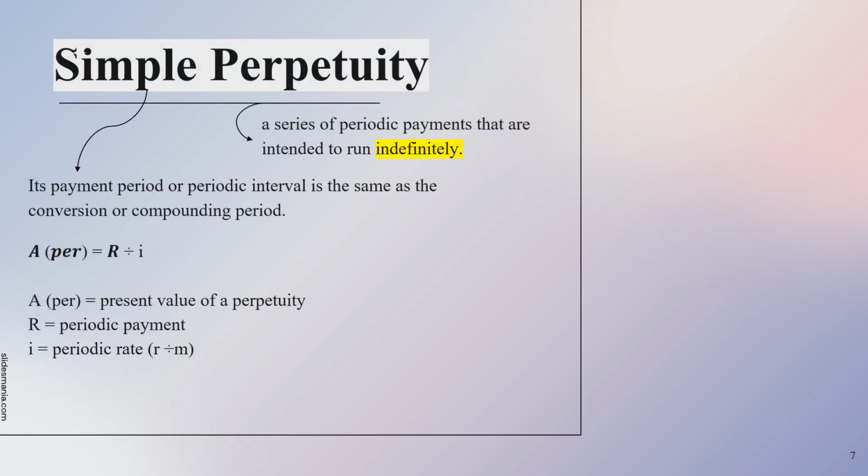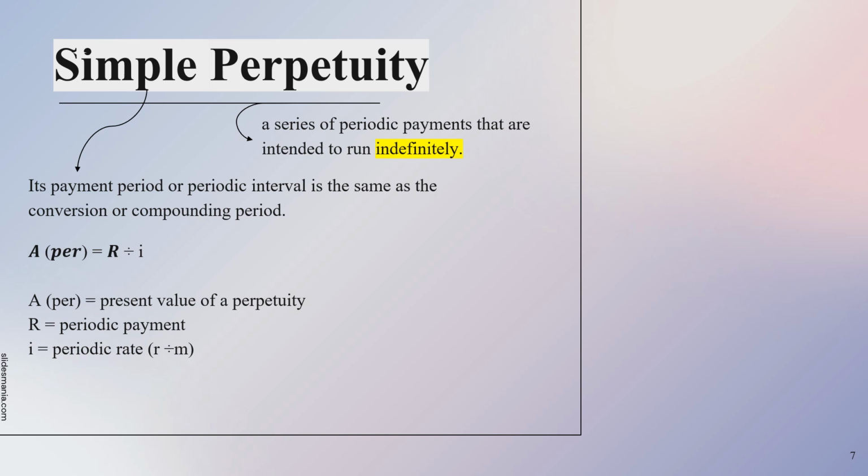And lastly, we have simple perpetuity. But first, let me discuss what perpetuity is. It is a series of periodic payments that are intended to run indefinitely. Take note, indefinitely, okay? And simple perpetuity, on the other hand, means its payment period or periodic interval is the same as the conversion or compounding period.